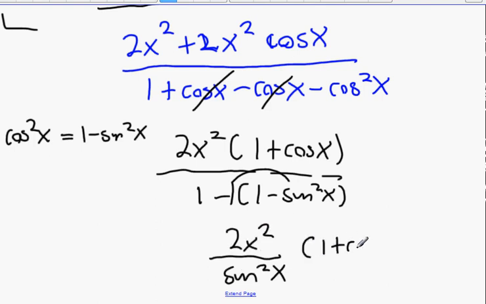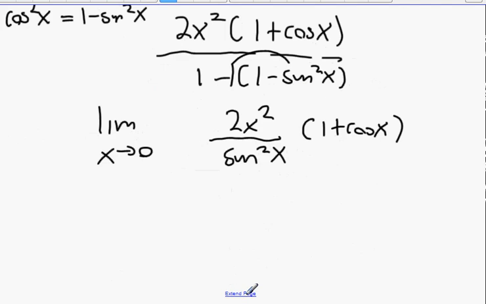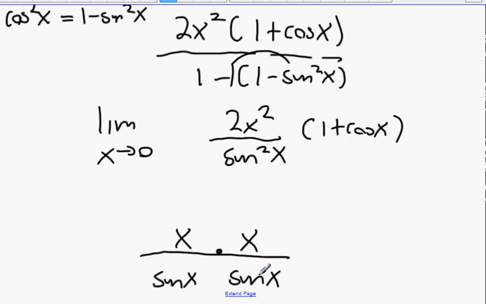Remember what chapter we're in. We're trying to get limits as x approaches 0. In the ideal world, this is what I'd have: x over sine x, x over sine x. Why did I use 2 sine x's? Sine squared x. Where did I get these 2 x's from? The x squared, not the 2. And then we're going to have a 2 in front and the 1 plus cos x behind.